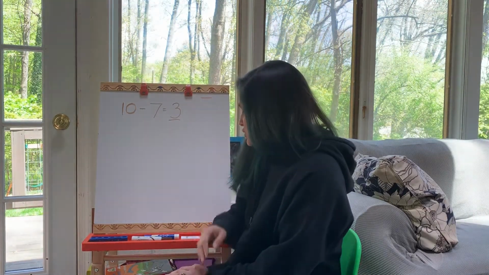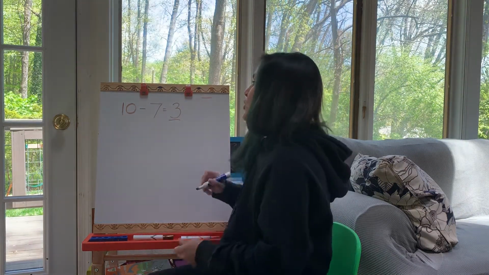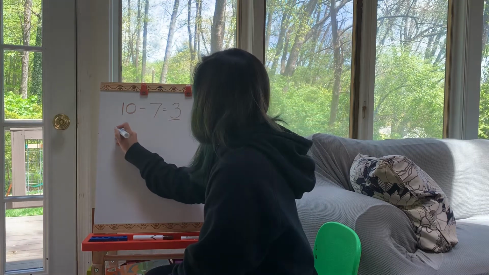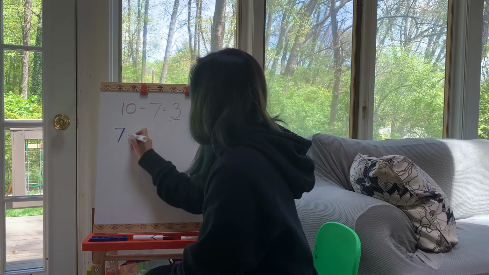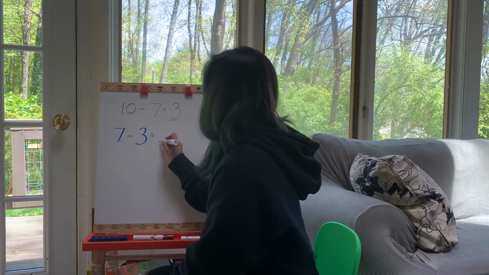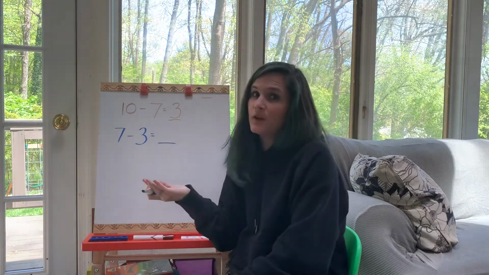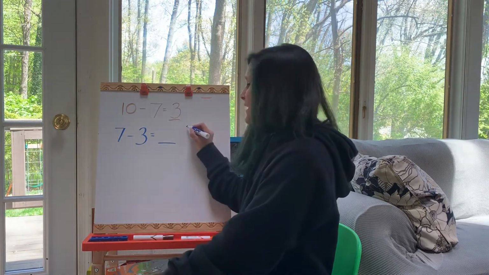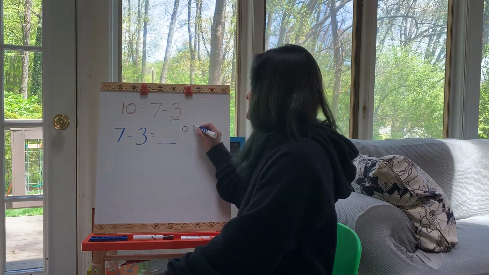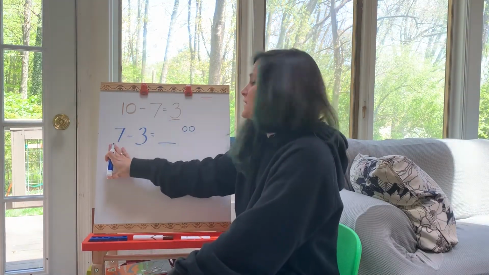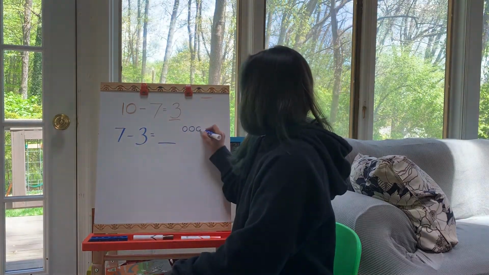Next up, I'm going to show you using drawing a picture or dots. So I have the problem 7 minus or take away 3. And I'm trying to figure out what it is. One way to do it, if you have pen and paper, is to draw a picture. I'm going to draw dots. And I'm going to draw, again, the bigger number first. So I'm going to draw 7 dots.